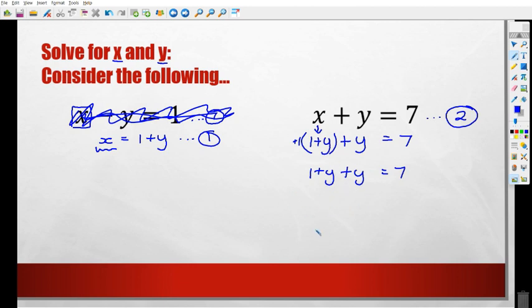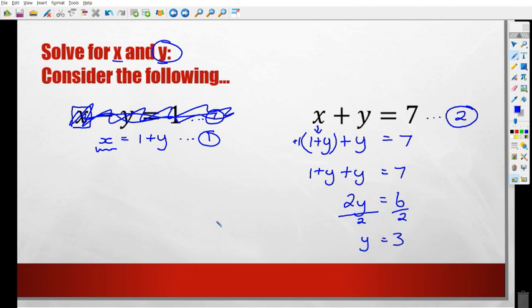We know how to do this. We've done equations already. So this is going to be 2y equals 7 minus 1, which is 6, because there's the 1 there, it needs to go across. Now I want just y. Remember, I'm solving for just y. So I'm going to divide by 2 on both sides, and we've got y is equal to 3.